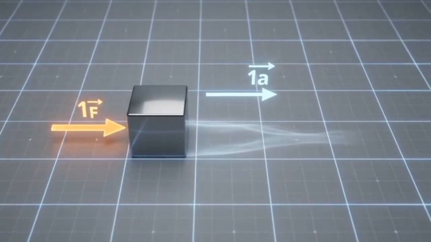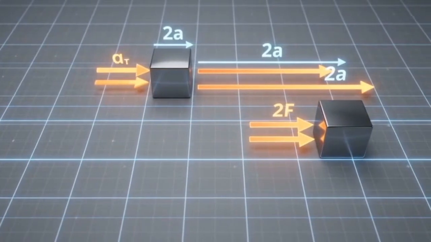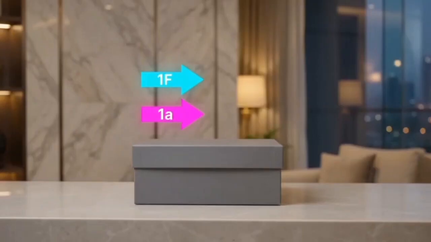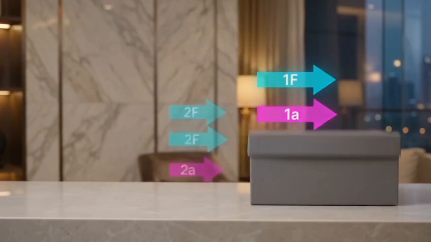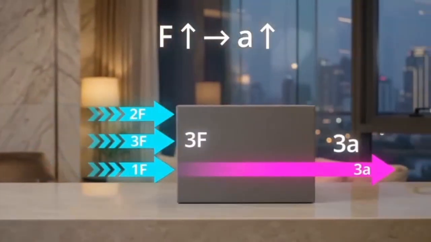For a constant mass, acceleration is directly proportional to net force. Double the net force, and acceleration doubles. Similarly, if the net force is tripled while mass remains constant, the acceleration also becomes 3 times greater.